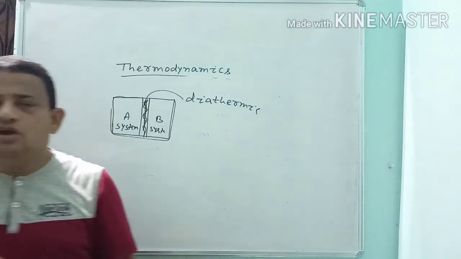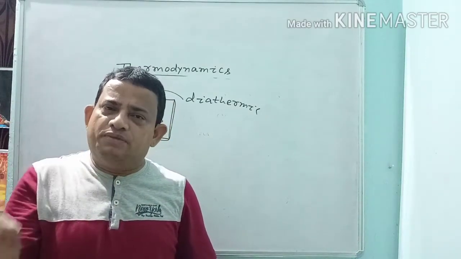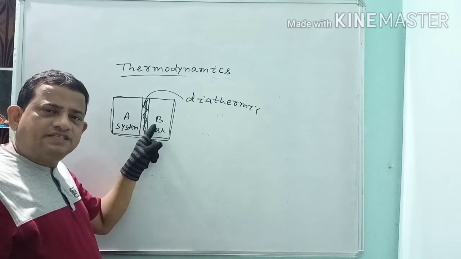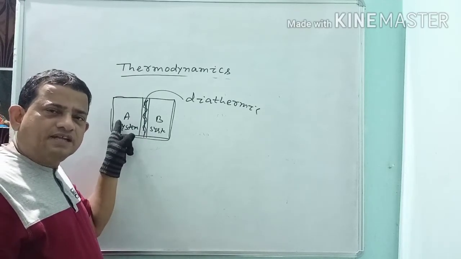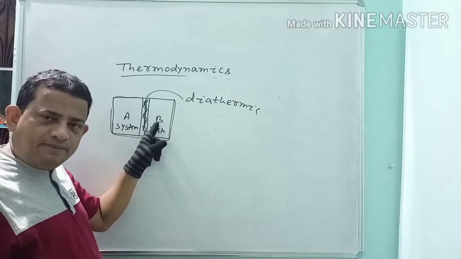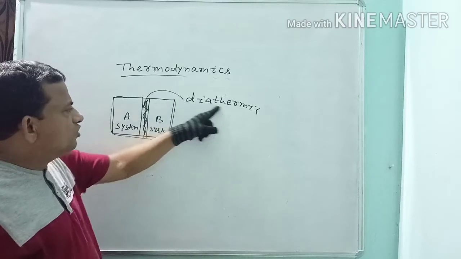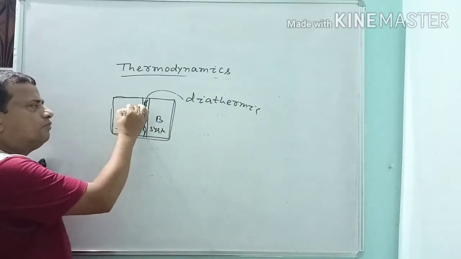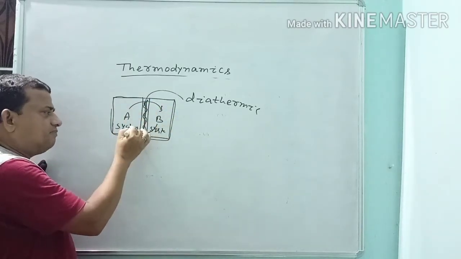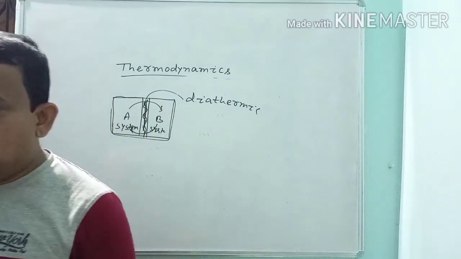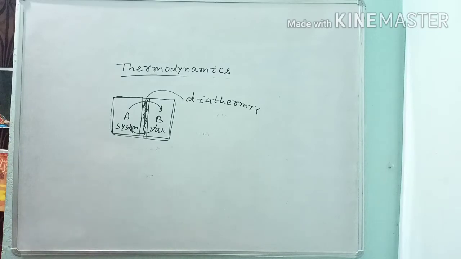I think you understand what is thermal equilibrium. If A is a system, B is a system, with different temperatures, in a container with a diathermic wall, then heat will flow from this part to that part till both have the same temperature. When both have the same temperature, they are in thermal equilibrium.